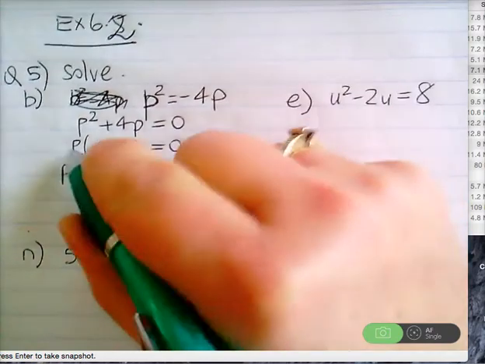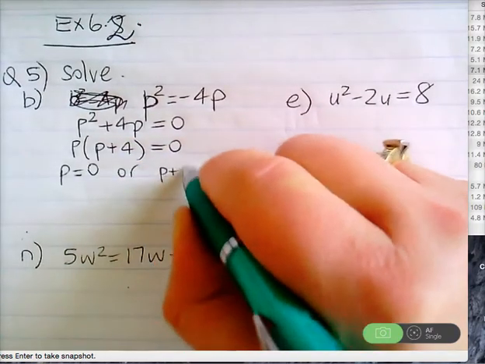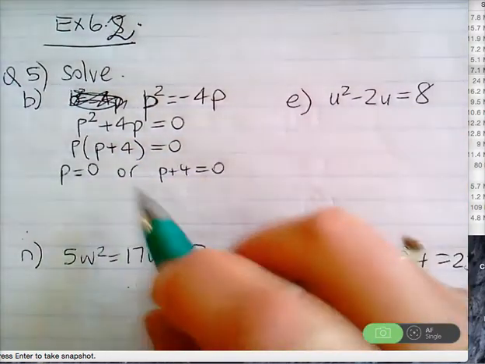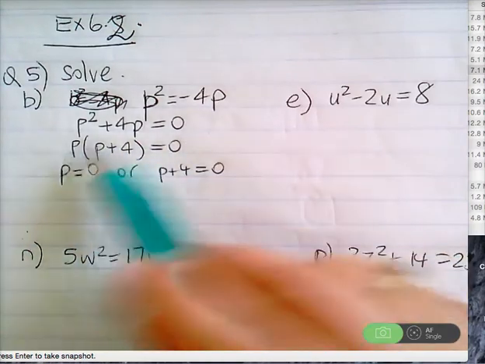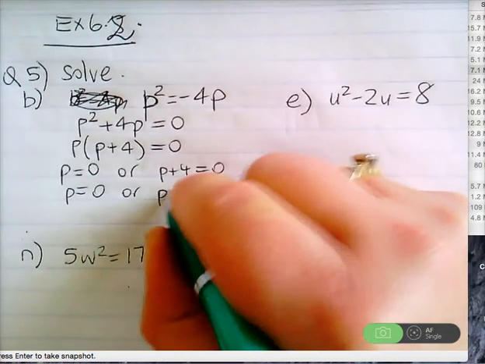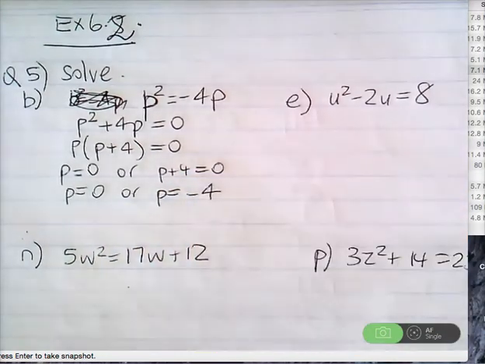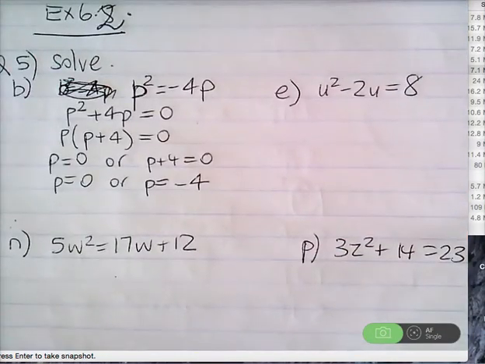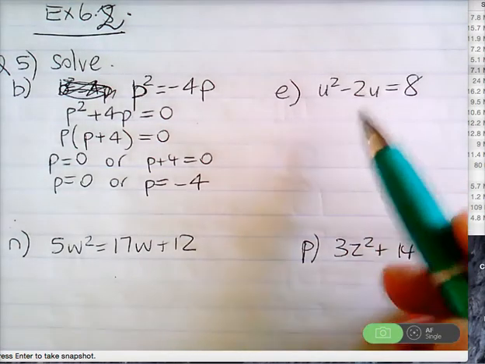Therefore, p is 0 or p plus 4 is 0, because if p times p plus 4 is 0, then one of them must be 0. Therefore, p is 0 or p is negative 4. So, girls, these are the same as yesterday, but the only difference is part of the equation's on the right-hand side. You just have to bring it over. But you've got to recognise it as that. You'll recognise it as being a quadratic by seeing the squared term.